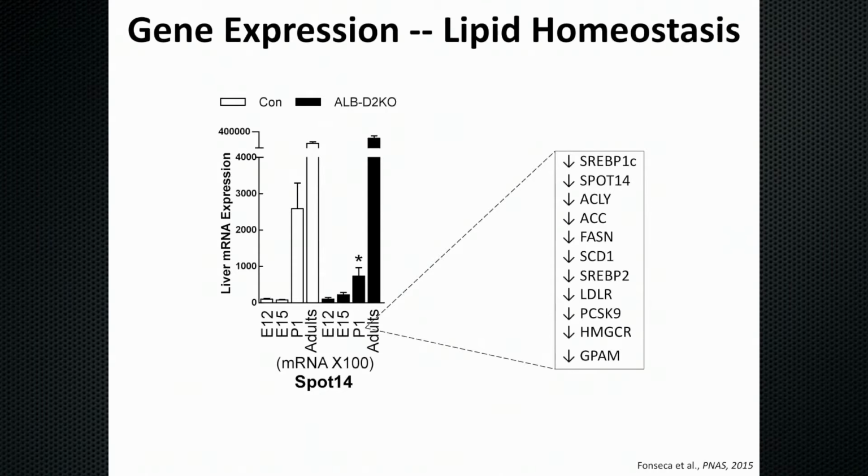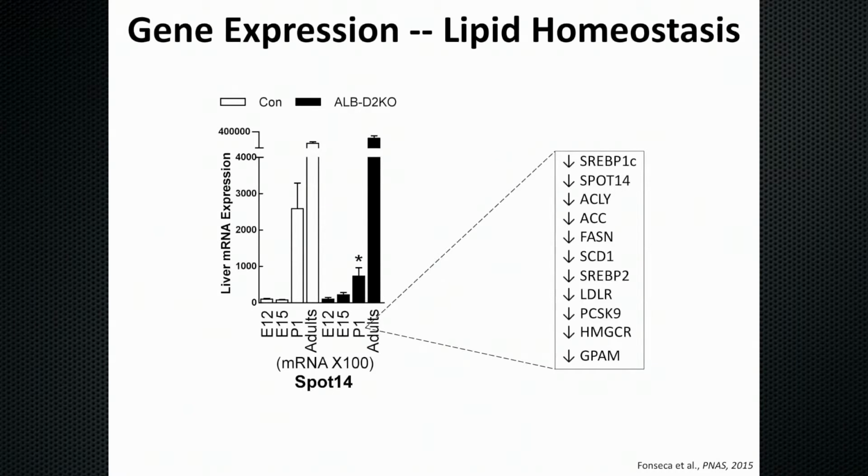So we wanted to know what this is doing to the liver. We chose some candidate genes that we know are T3 sensitive genes or genes involved in lipid homeostasis, and we measured the mRNA at different time periods throughout development. And in the control mice, we found that on many of them, the pattern was consistent, meaning that they increased from E12 up to P1 and then even higher into adulthood.